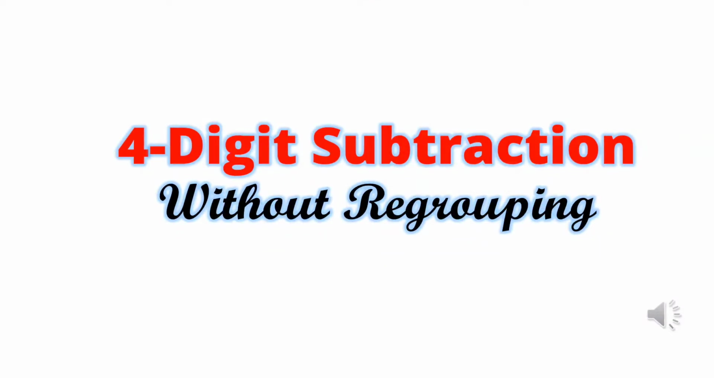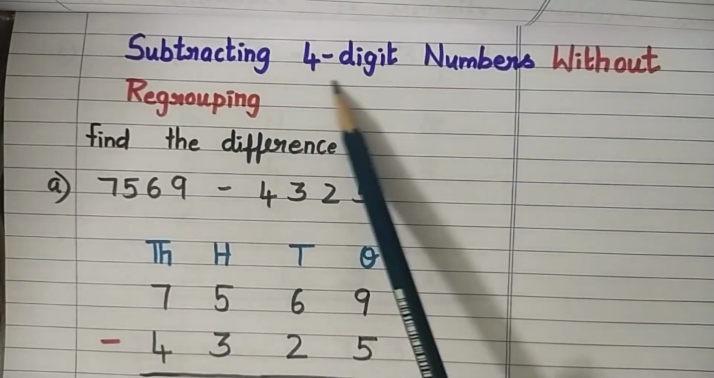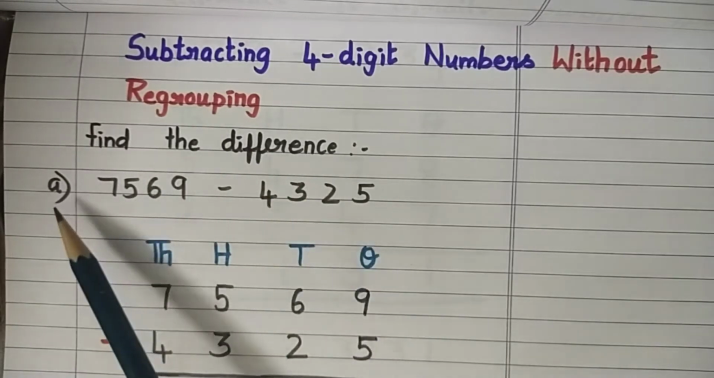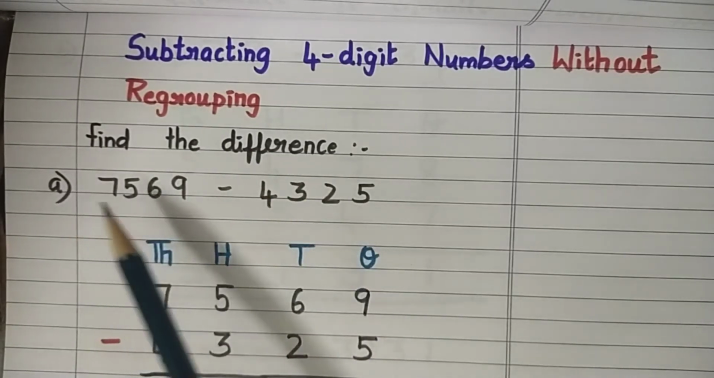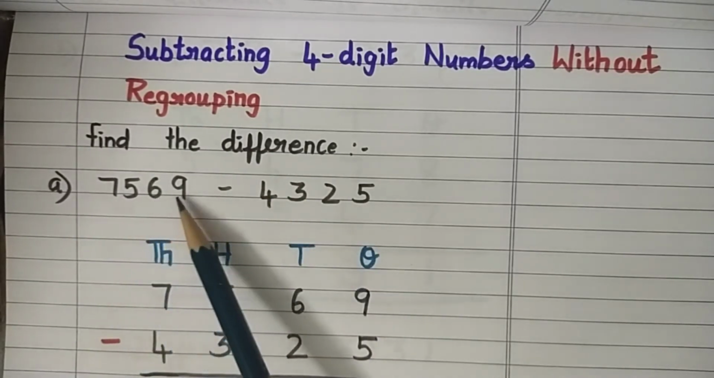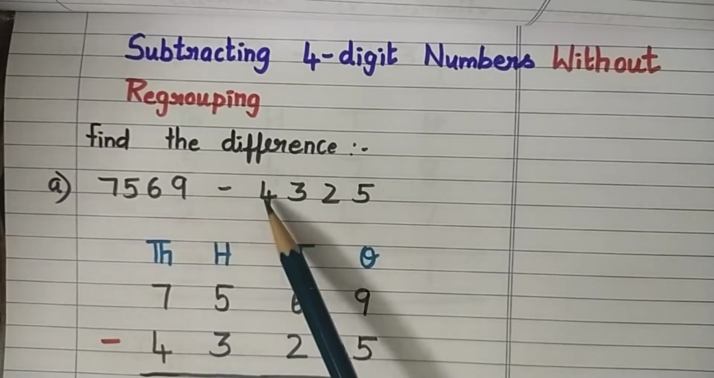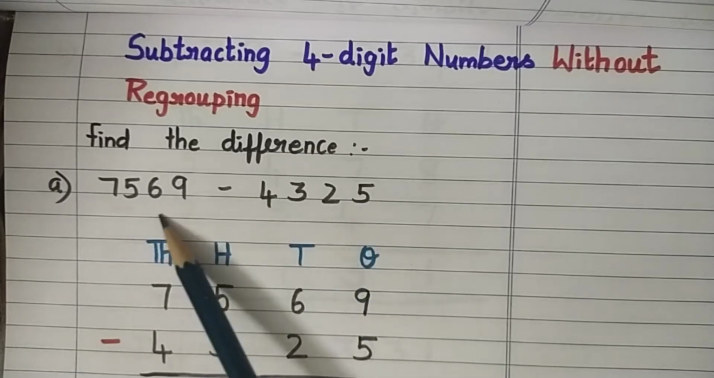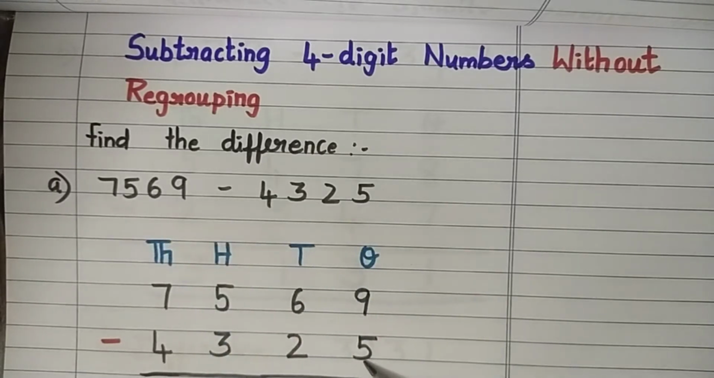Now we are going to learn about 4-digit subtraction without regrouping. Subtracting 4-digit numbers without regrouping. Find the difference. Let us see the first example, children. 7569 is the minuend. 4325 is the subtrahend. Arrange the given numbers one below the other according to their places.